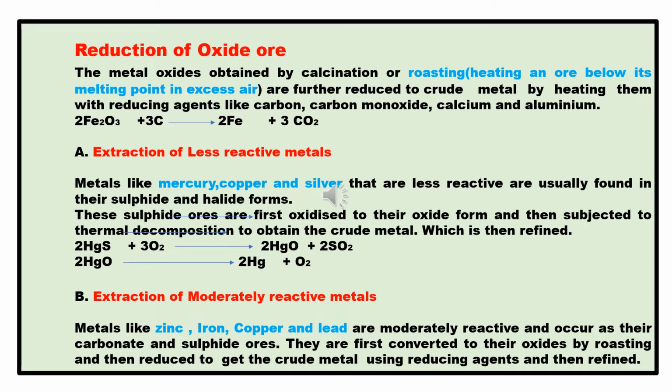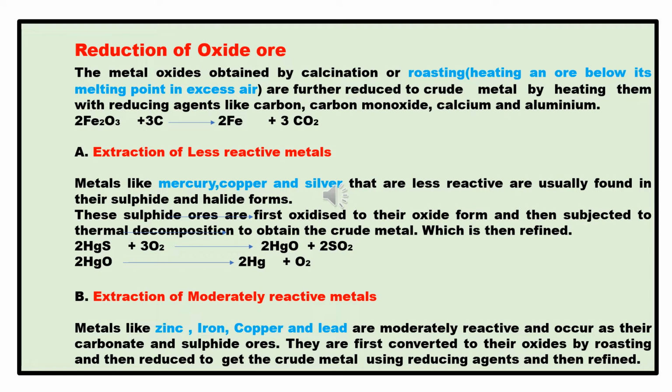And here, the oxides we can produce, we have learned already, by calcination, that is heating an ore in the absence of oxygen. And if we heat an ore with excess of air, that process is known as roasting. So this is another method for converting an ore into its oxides.